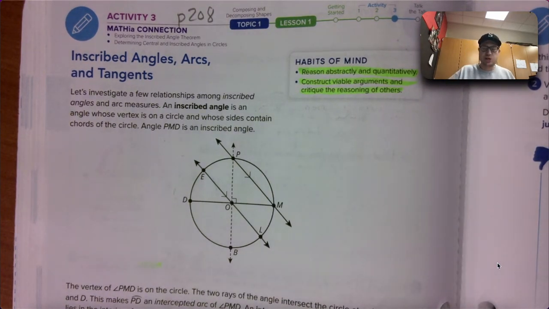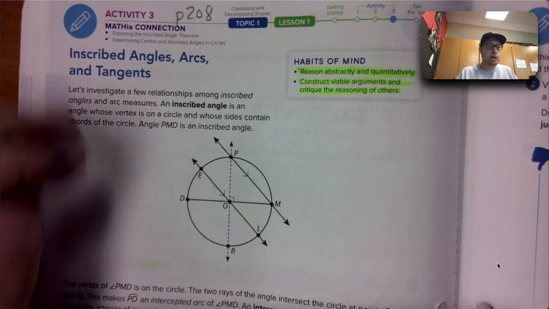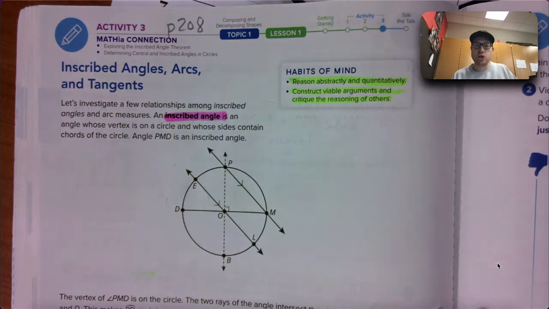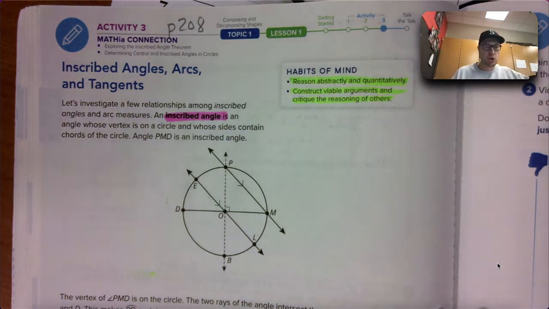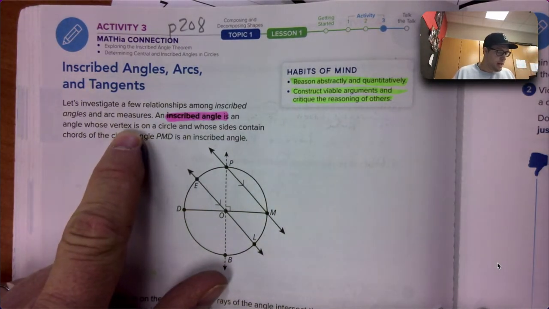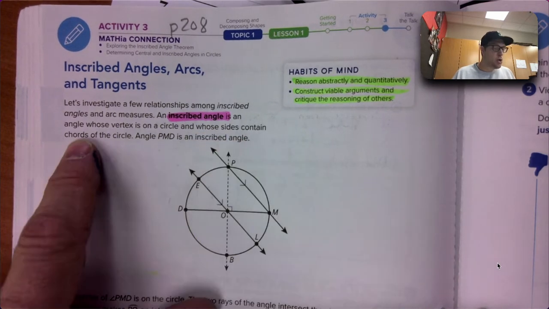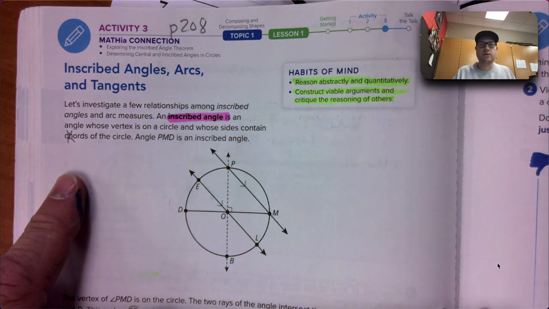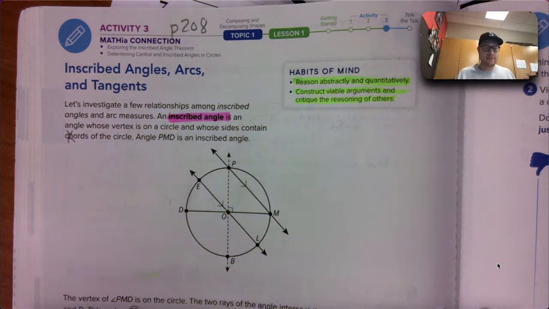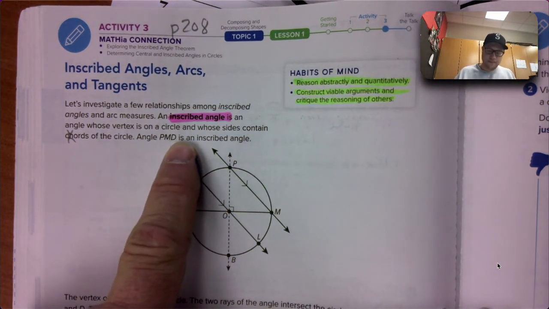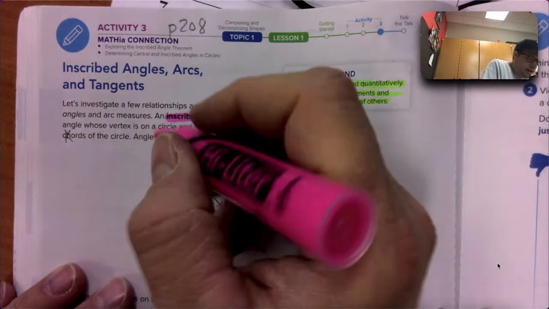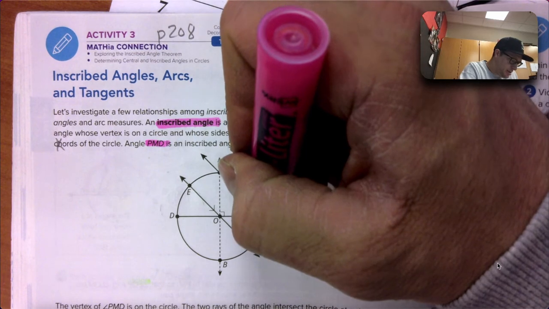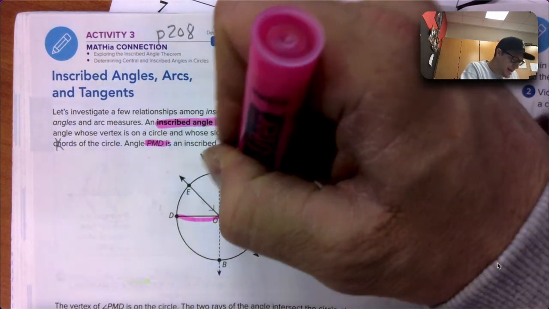Do you know what an inscribed angle is? I bet you don't. An inscribed angle is an angle whose vertex is on the circle and whose sides contain chords. Remember, chords of the circle. Here we have drawn angle PMD. So P to M to D. That is an inscribed angle.